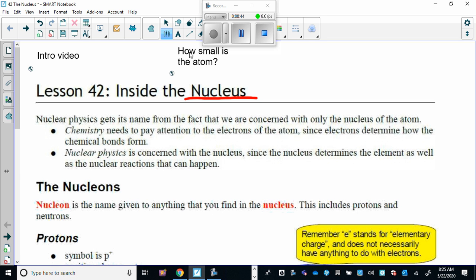There's a good video called How Small is the Atom? If you go to YouTube and watch that, you will probably enjoy it to appreciate how small atoms really are.